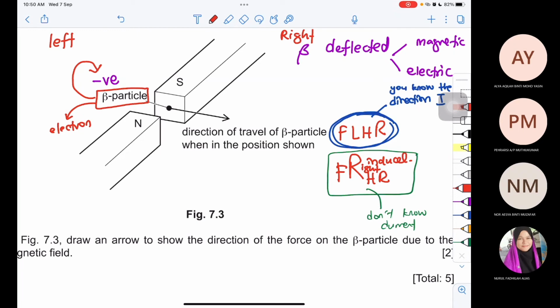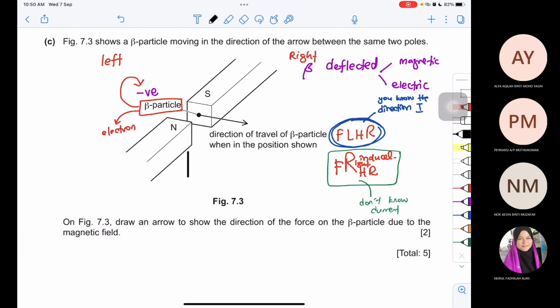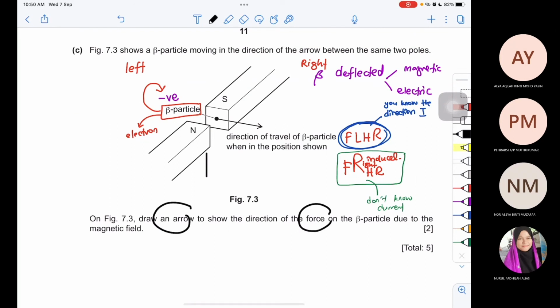Okay. So now, where is your thumb pointing towards? Upward or downward? Downward. So the answer for this question, draw an arrow to show the direction of force. Everybody, your fingers were like this just now, right? Your thumb, okay, this is your thumb.